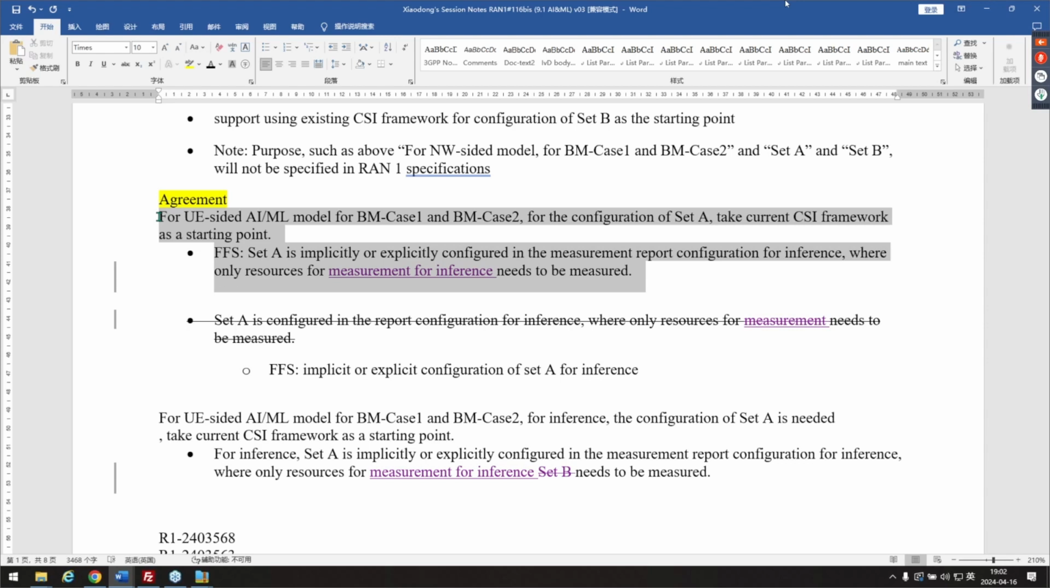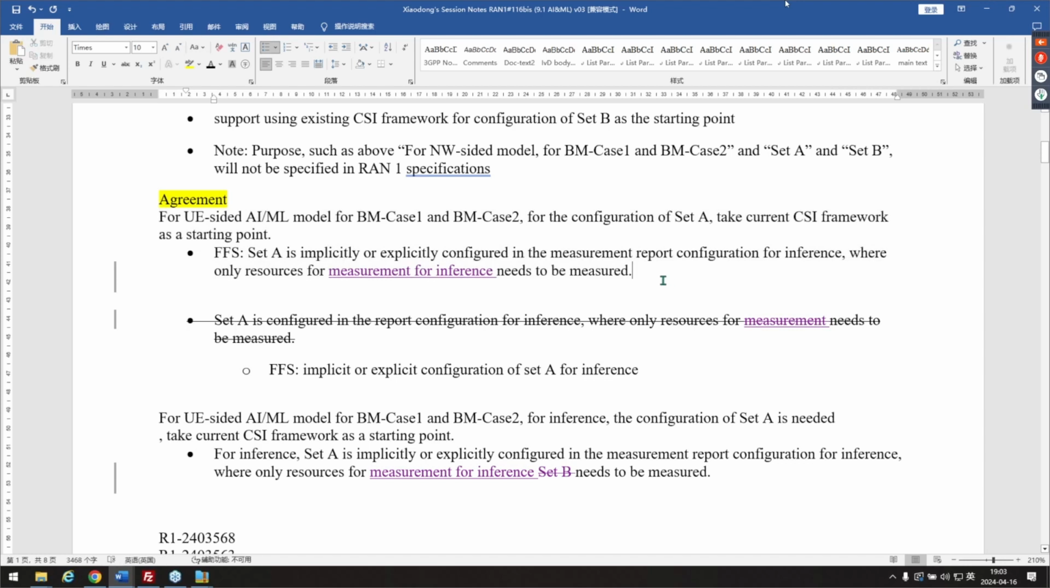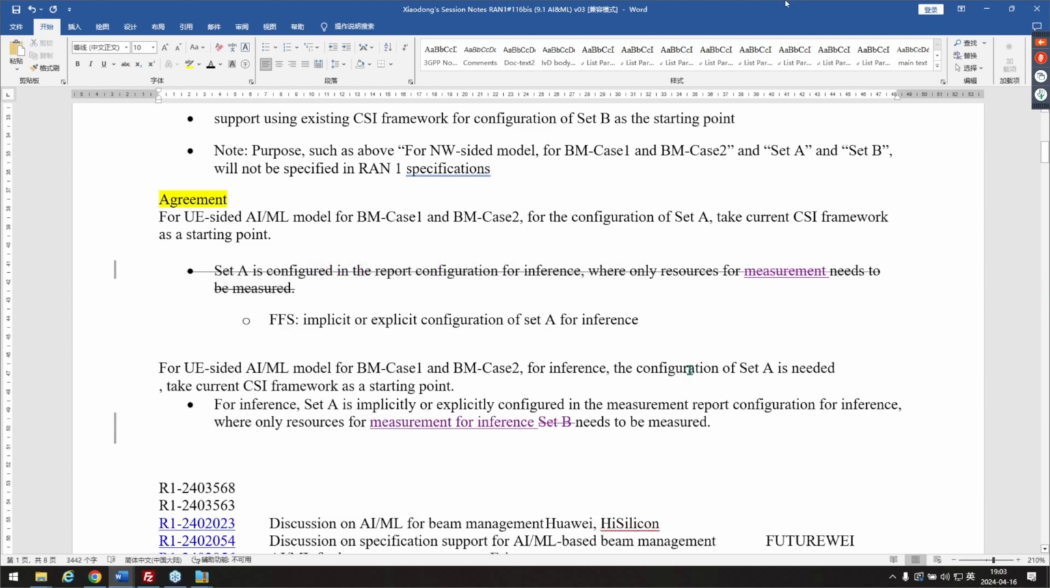Jim? Yeah, I think I understand the intention, but the issue I have is what the UE needs to measure. We don't specify it in the specification. So that's the problem of the FFS. My preference is to just keep what Alex mentioned. This is much better, simpler, and we can just delete it. I think it's talking about the same thing, but we don't specify what needs to be measured by the UE in 3GPP.